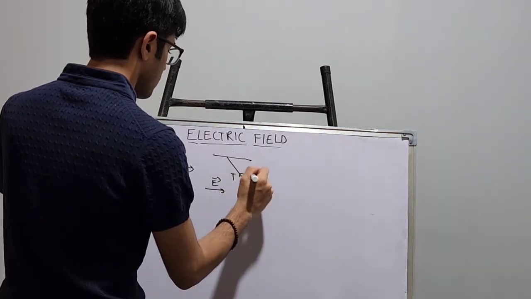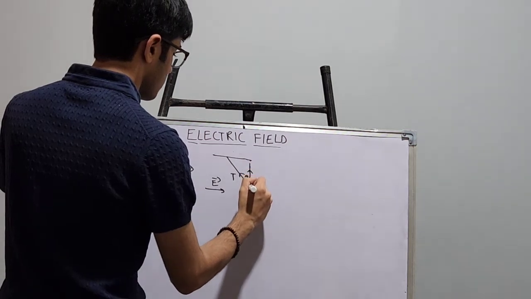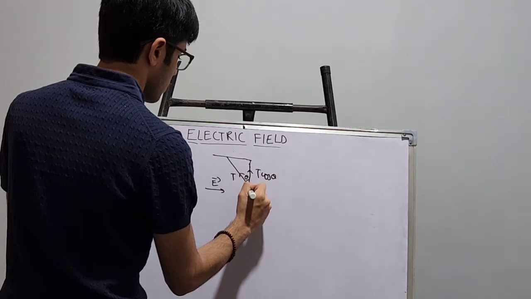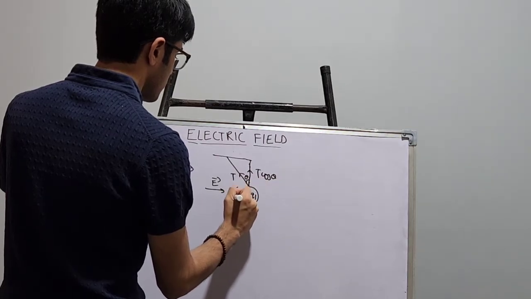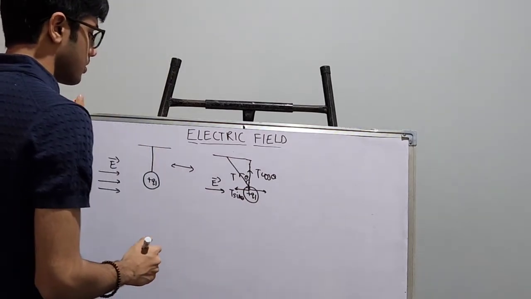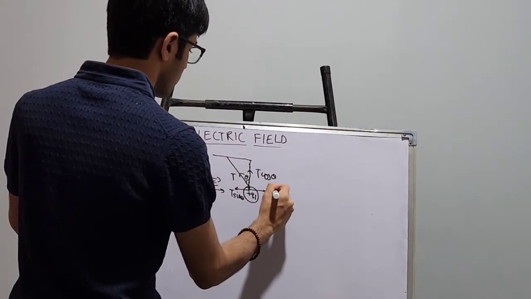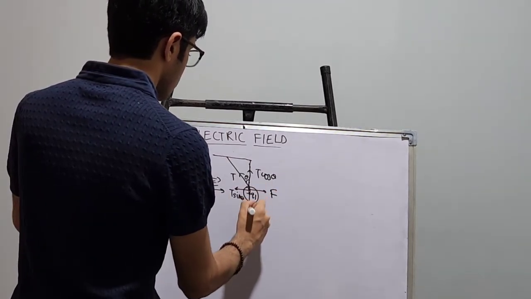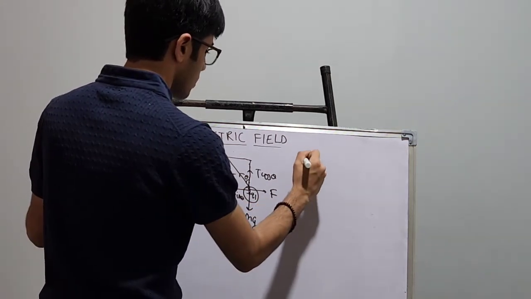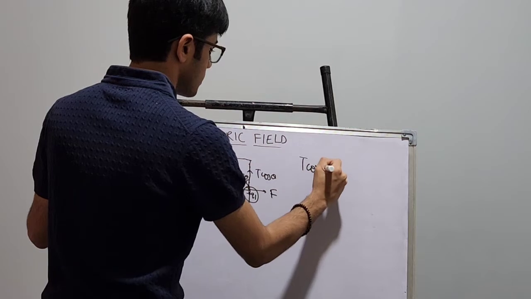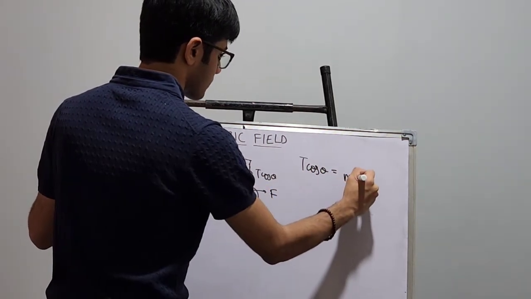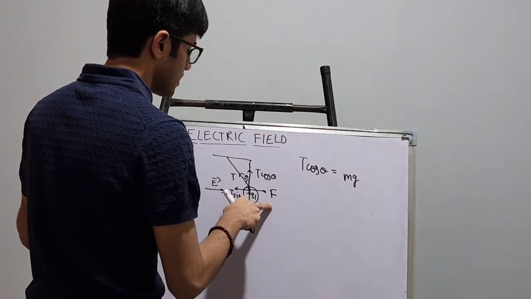This is theta, so this would become T cos theta, and this is T sin theta. The direction of force is always in the direction of the electric field, so force here is F, weight mg downwards, so T cos theta is equal to mg, T sin theta is equal to F.